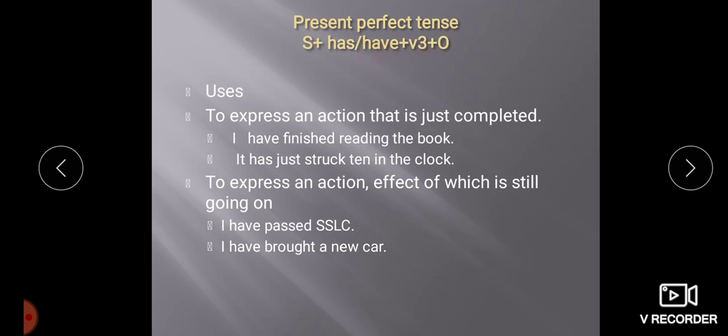V3, the past participle, is the third form of the verb, like eat, ate, eaten; give, gave, given; take, took, taken. So all the third forms like eaten, given, taken, etc. are what we call the past participle or the third form of the verb that need to be taken into consideration.